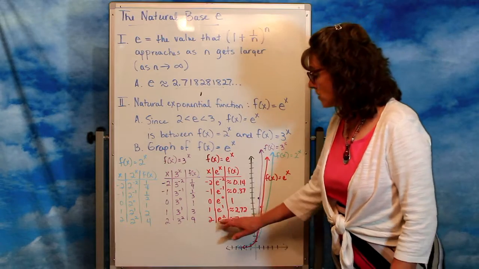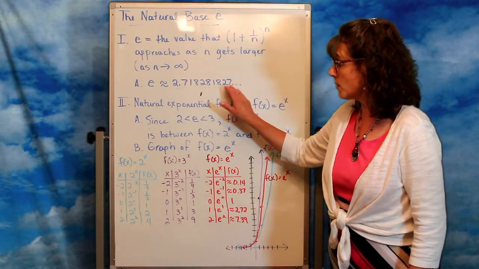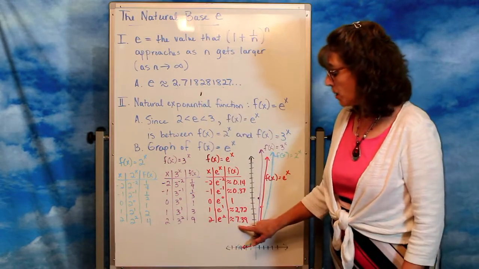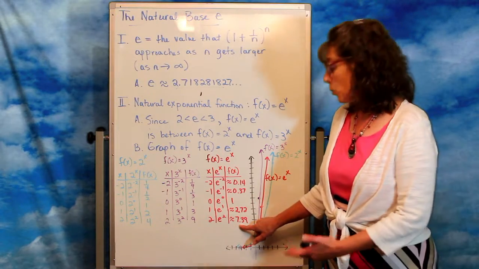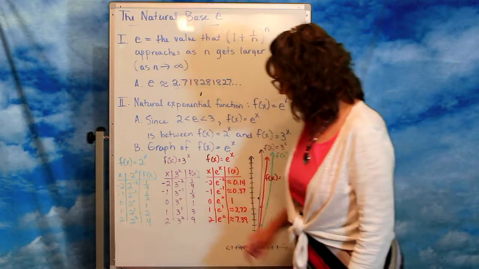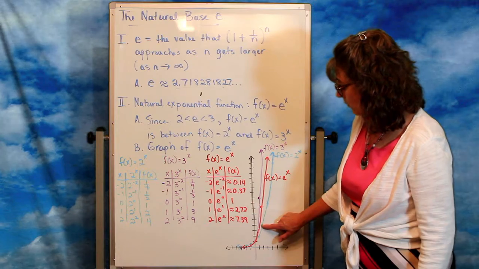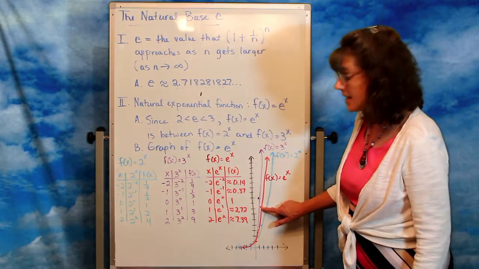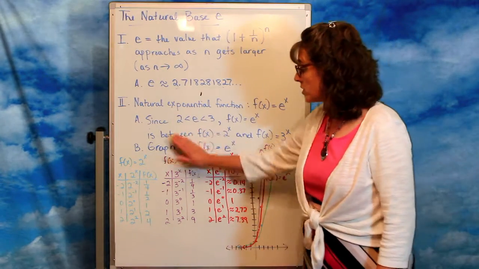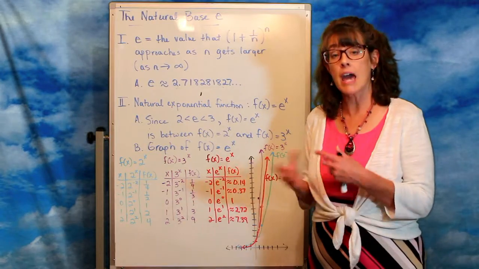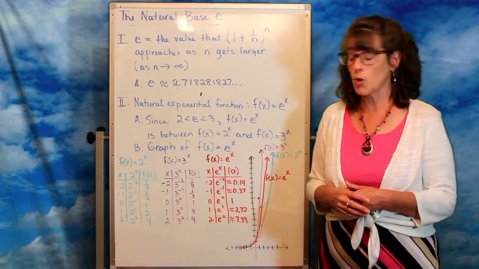And then when you get to the second power and you take this number right here and you square it, you get approximately 7.39, which is between a 4 and a 9. So here's that y value of 4, here's that y value of 9. Yes, this is sitting between. So the statement here does make sense, that that graph is going to be between the two graphs.